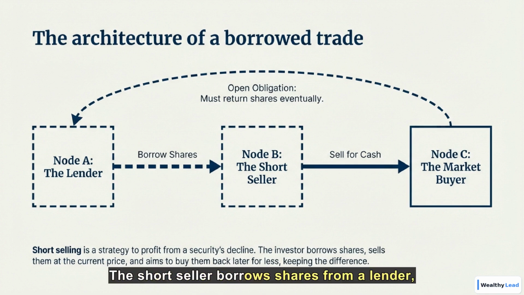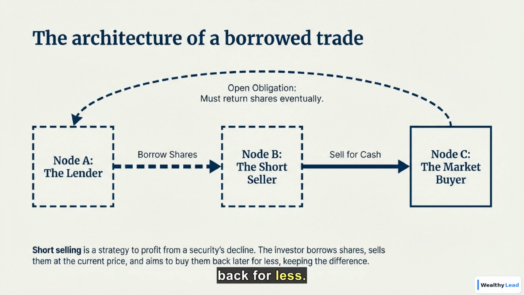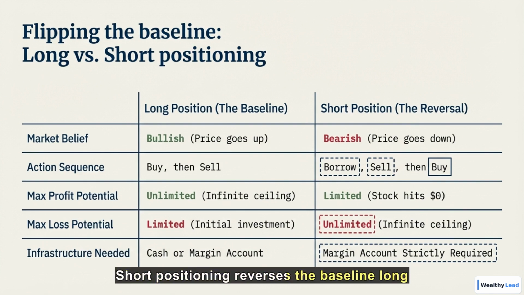The short seller borrows shares from a lender, sells them for cash, and is obligated to return the shares later, hoping to buy them back for less. Short positioning reverses the baseline long position. It's driven by a bearish belief, involves borrowing, then selling, and has limited profit potential. Critically, it has unlimited maximum loss potential and strictly requires a margin account.